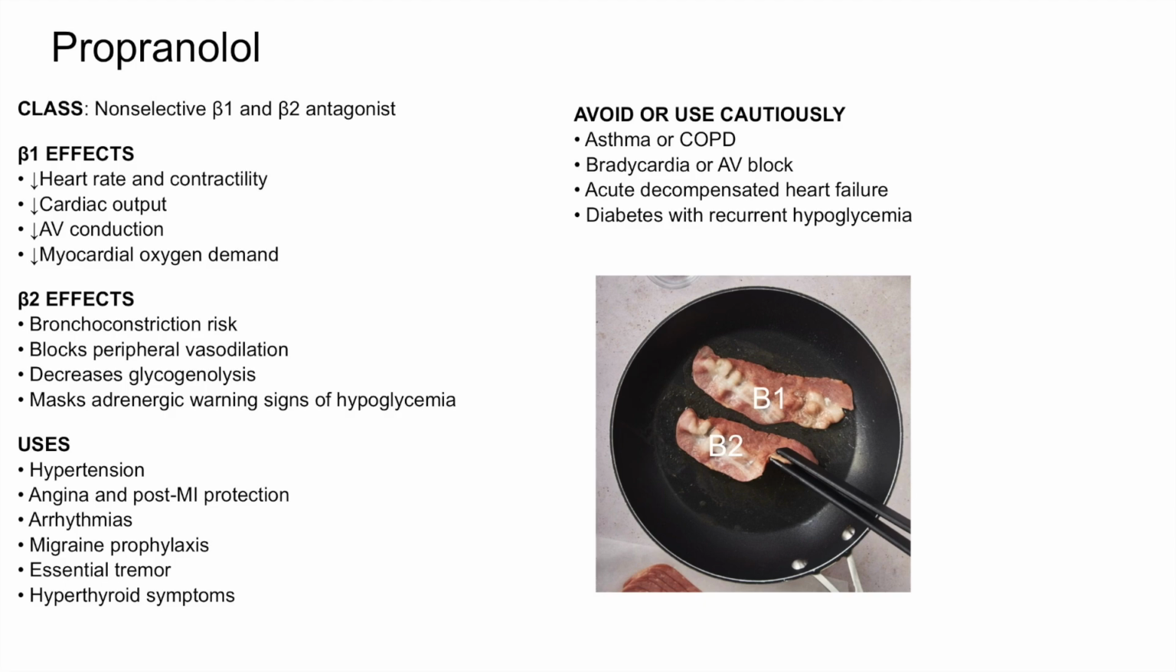So the way I like to remember propranolol is the pran sounds like pan, and in the pan you have two pieces of bacon which both start with B, so that's your B1 and B2. So I just remember that propranolol blocks both B1 and B2, because if you're cooking bacon, you're frying it up and you're denaturing it, right? So it's blocking B1 and B2. So there you go. Easy way to remember propranolol.